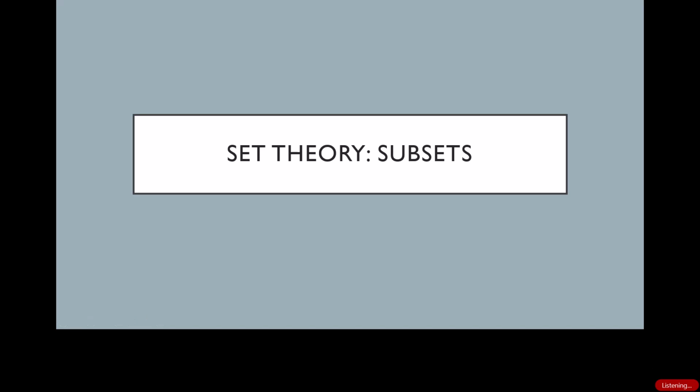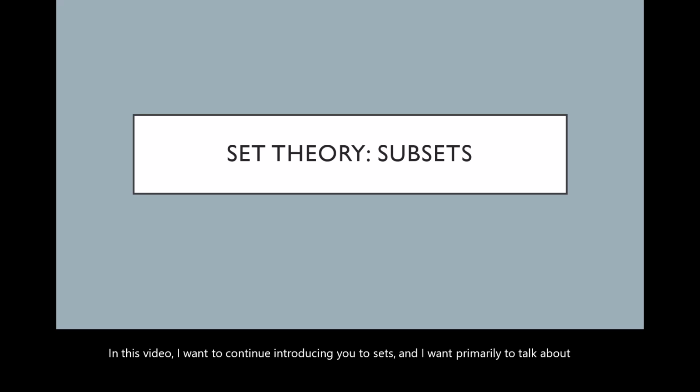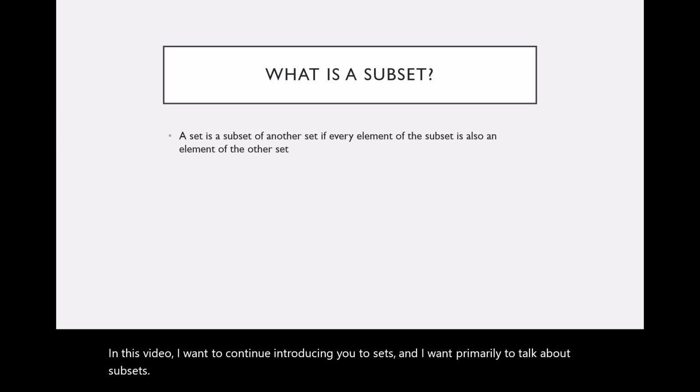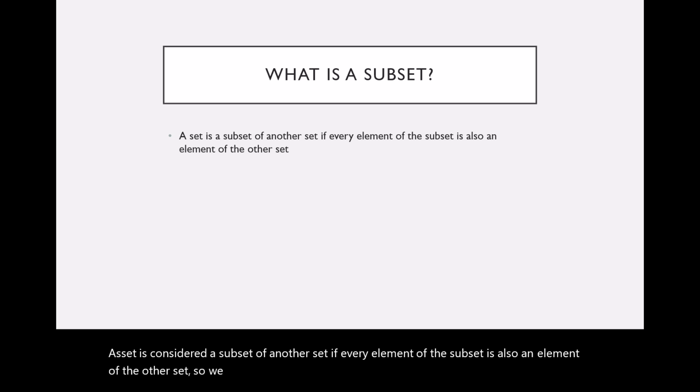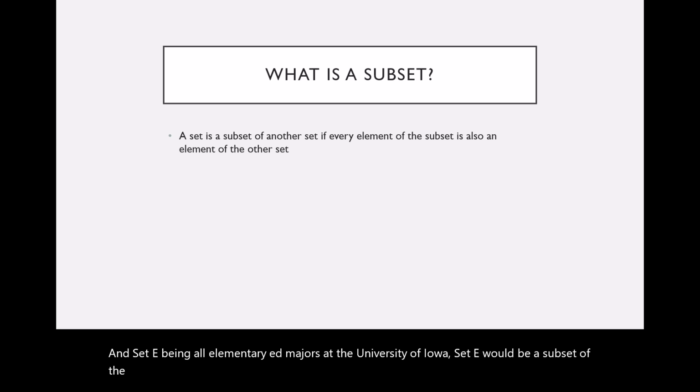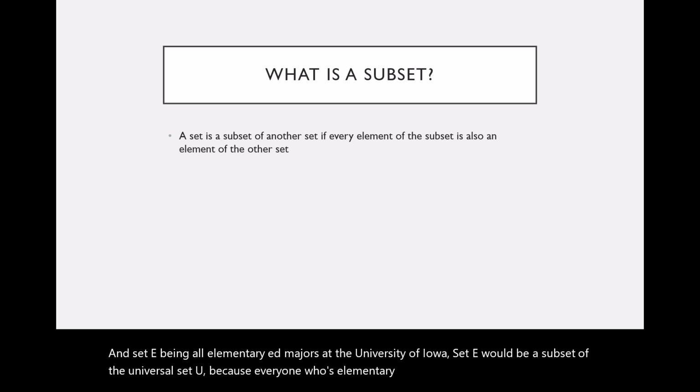In this video, I want to continue introducing you to sets, and I want primarily to talk about subsets. A set is considered a subset of another set if every element of the subset is also an element of the other set. So we look back at the first video where we talked about the universal set of all students at the University of Iowa, and set E being all elementary ed majors at the University of Iowa. Set E would be a subset of the universal set U, because everyone who's an elementary ed major at U of Iowa is clearly a student there as well.